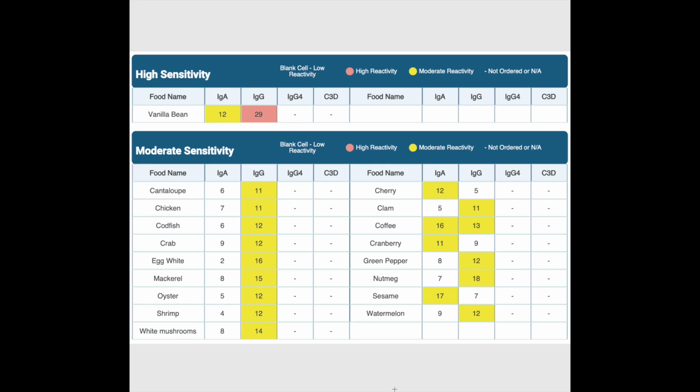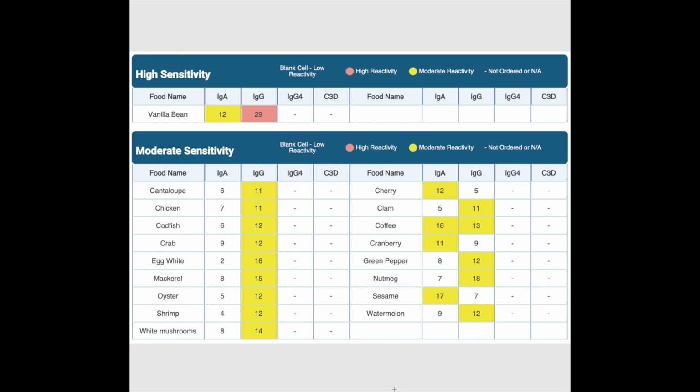Here we go. Here's the Vibrant Wellness Food Sensitivities test. And I love this test. I use it with all of my clients to help them remove as much inflammation as possible. And in turn, that helps to boost and improve their fertility, their chances of getting pregnant and staying pregnant and bringing their baby to full term.